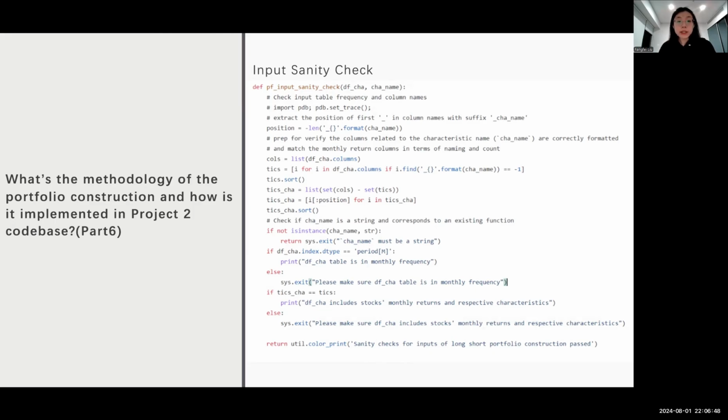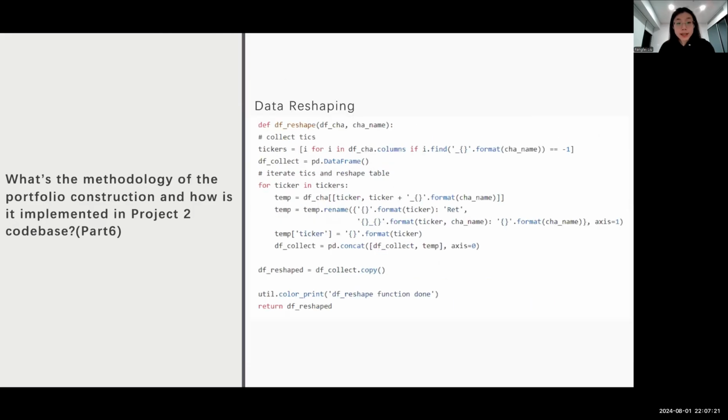First of all, input sanity check. The purpose of it is to ensure that the input data frame and characteristic name are correctly formatted and contain the necessary data. The key step is to verify that the characteristic name is a valid string, check that the data frame index is in monthly frequency, and ensure that the characteristic columns are correctly formatted and match the return columns.